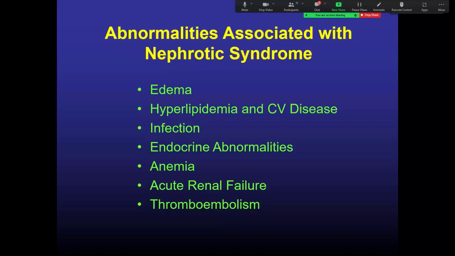Anemia, acute renal failure. Typically, patients that are nephrotic get acute renal failure from ATN, acute tubular injury, because of reduced flow. They can have essentially hypovolemia even though they're hypervolemic, from reduced oncotic pressure, especially in the very low albumin state. And then renal vein thrombosis, and we'll talk about that because these patients, especially patients with membranous nephropathy, are prone to thromboembolism.